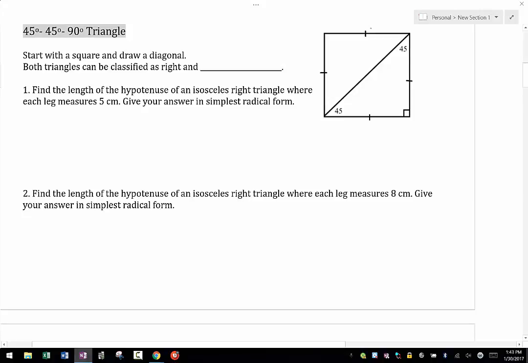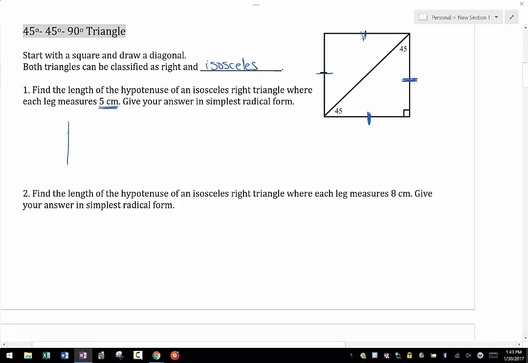So imagine I have a square. Well, we don't have to imagine it. We have one. And I draw a diagonal in it. Both of these right triangles in here can be classified as right and isosceles, because if this is a square, all the sides of the square are the same, which would mean in the right triangle here, my legs are the same. So let's pretend for a second that in this square, all the side lengths are 5.